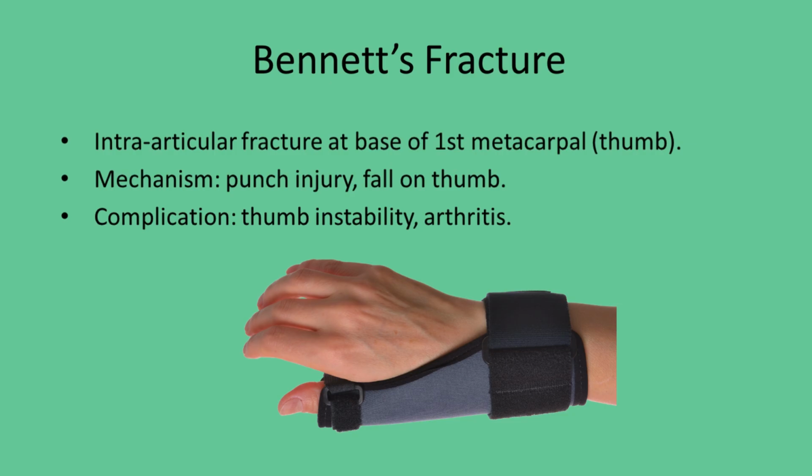This slide describes a Bennett's fracture, which is an intra-articular fracture at the base of the first metacarpal bone, affecting the thumb. This injury typically occurs from a punch injury or a fall onto the thumb. The image shows a hand with a splint, indicating the need for immobilization after such a fracture. Bennett's fractures are significant because they involve the joint surface and can lead to thumb instability or post-traumatic arthritis if not treated properly. Accurate diagnosis and appropriate treatment are essential for preserving thumb function and preventing long-term complications.